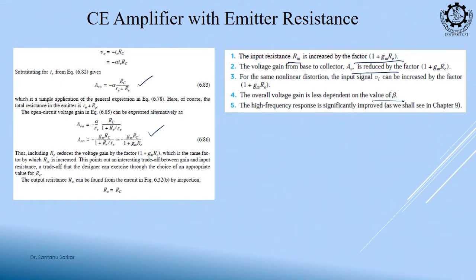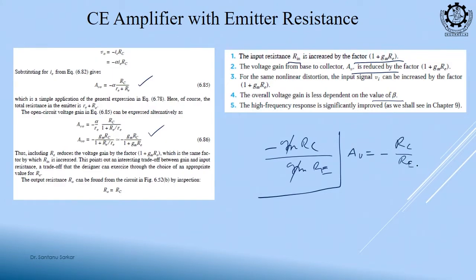So, previously you see it was GM RC. Now, if you neglect the 1, this is GM RE. So, your AV is equal to minus RC by RE. So, no dependence on GM, and GM is a factor of beta. So, no dependence on beta.